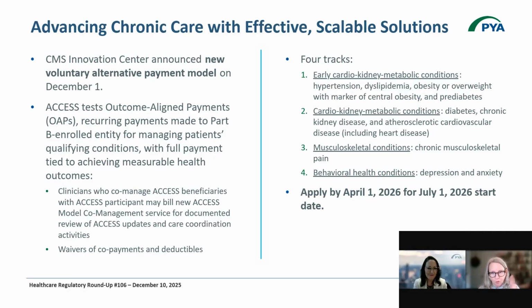You see there are 4 tracks, so 4 conditions on which they're focused. This OAP payment is going to vary by the clinical outcome. So if you do a really good job of managing a patient, you're going to get paid more as that ACCESS provider. But also exciting here is if you are a clinician that is not necessarily providing these care management services, but you're aligning with an ACCESS participant, you're going to be available to bill for a co-management code.